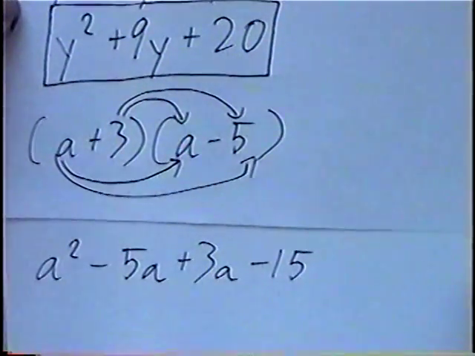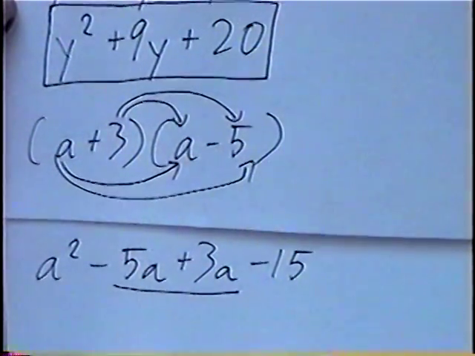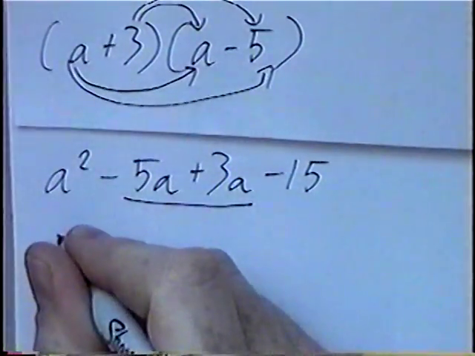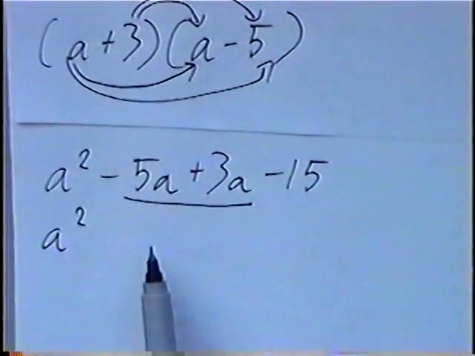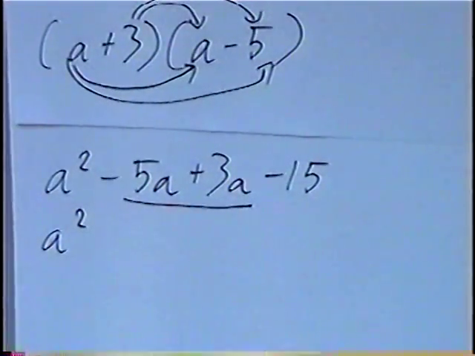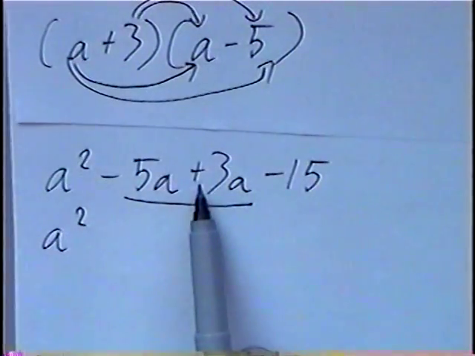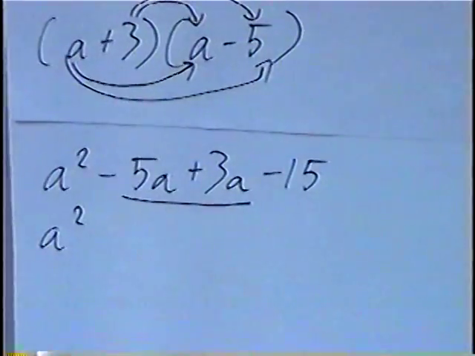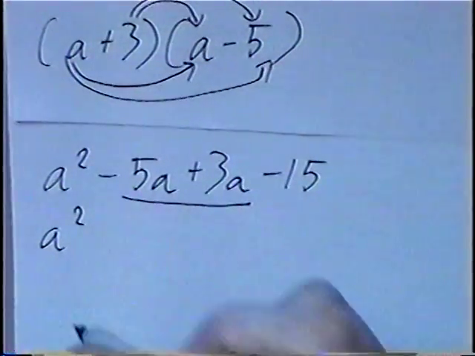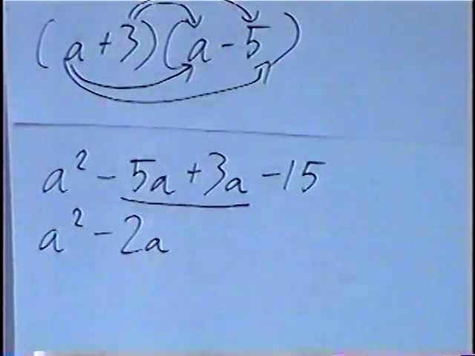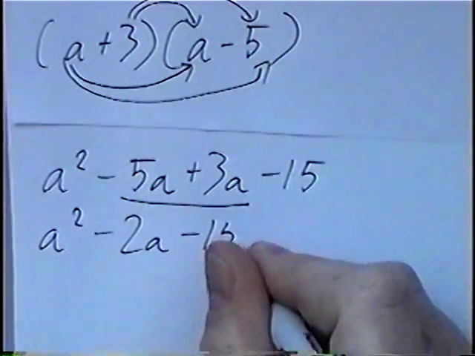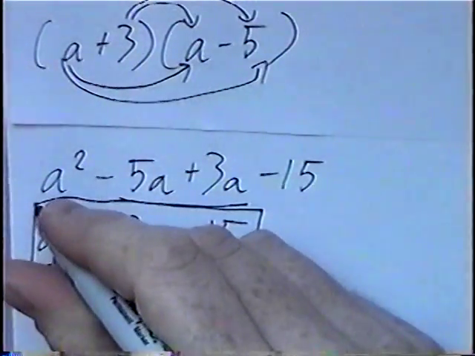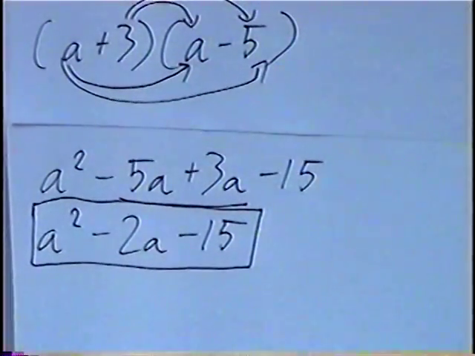And again, when using FOIL, most of the time the middle two terms will be like terms, and you'll be able to combine those for your final answer. A squared would stay the same. Negative 5a plus 3a. Different signs, negative and positive, will end up subtracting. 5 minus 3 would be 2. The 5 is bigger, so it'll be a negative 2a. Minus 15 would stay the same. So our final answer after multiplying using FOIL, a squared minus 2a minus 15.